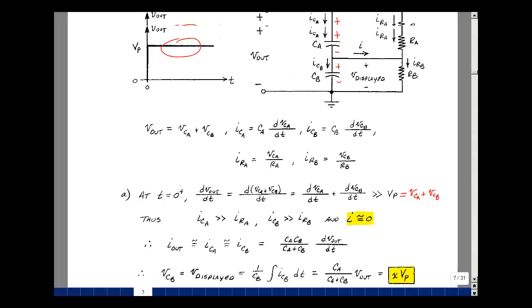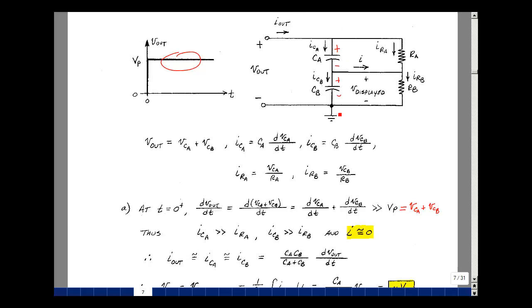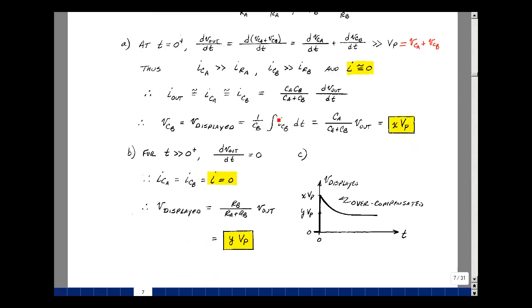So the current in the capacitors is going to be equal to 0, and essentially all this current just goes down this path, and we get a voltage divider of 1/10. Or we just call this voltage divider of 1/10 just Y. Again, V out is just equal to V sub P.